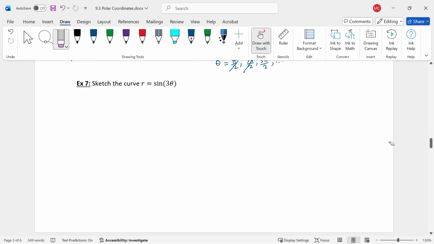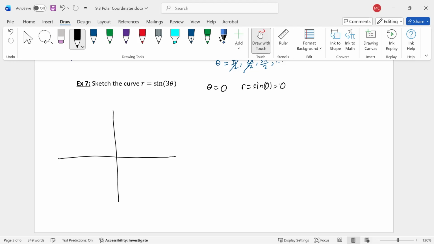So now we're going to sketch the curve r equals sine of 3 theta. We're going to use the same basic thought process. First, I'm going to check what happens at 0 so that I know my starting point. If theta is 0, r is sine of 0, which is 0. So my first point when theta is 0 is just at the origin.